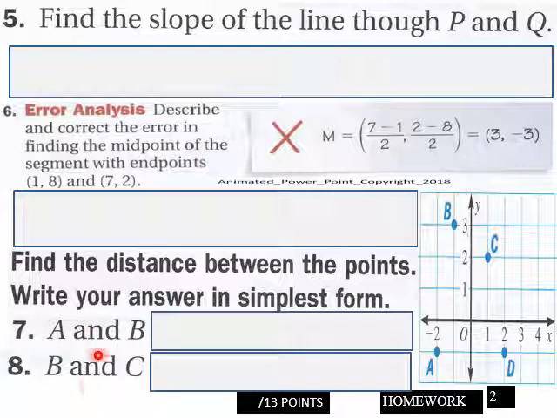And then down here for 7 and 8. Find the distance between the points here. Find the distance between A and B and C. Write your answer in simplest form. And you've got 13 points here, page 2.